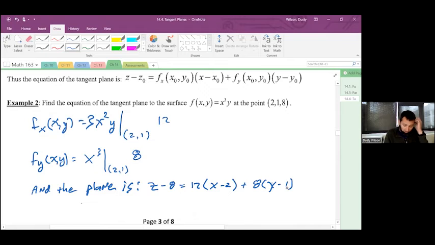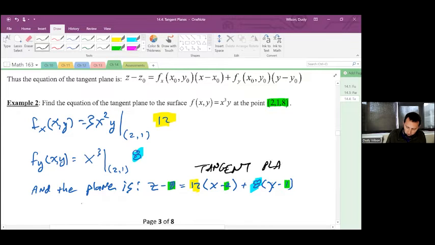Let's see if we can see these things in color. So the 12 is showing up here, 8 showing up there, and the point 2, 1, 8 is showing up, 2, 1, and 8 there. So this is our tangent plane. Here's our tangent plane. Yay.